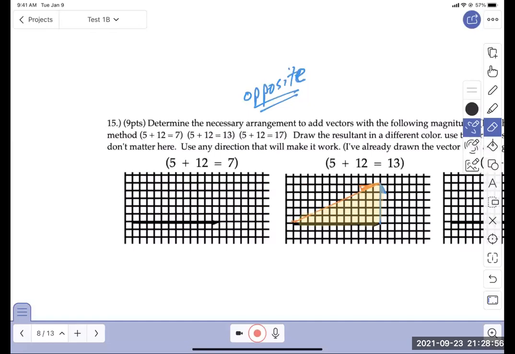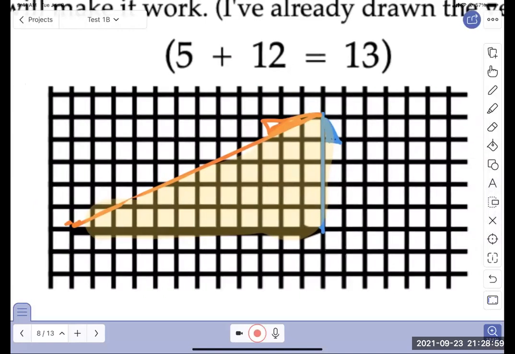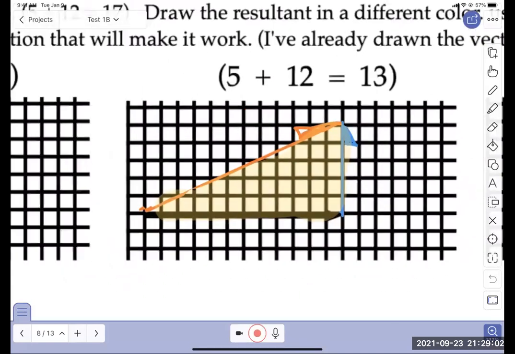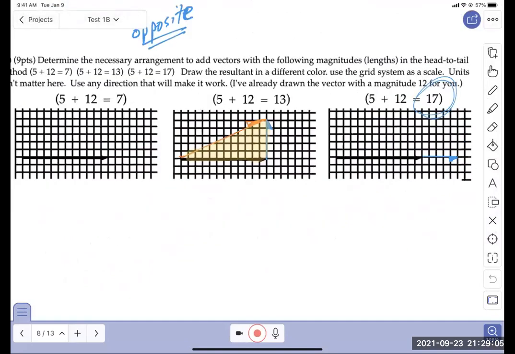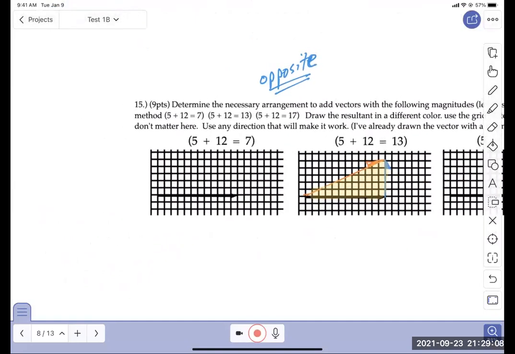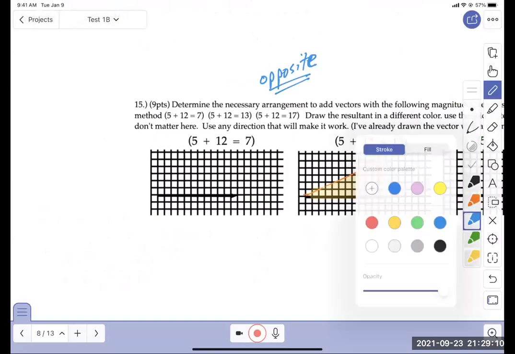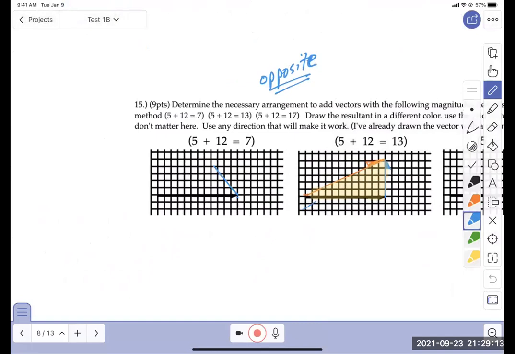If I do it this way, the resultant is 13. So that's too long. And if I do it this way, the resultant is 17. So I know it's going to be something along these lines. And to tell you the truth, on a test, I don't think I'm going to get a ruler out or anything. It's going to end up looking something like that. And to be honest with you, if I saw that on a test, I would give you credit and move on. But to do it right, here's what you would do.